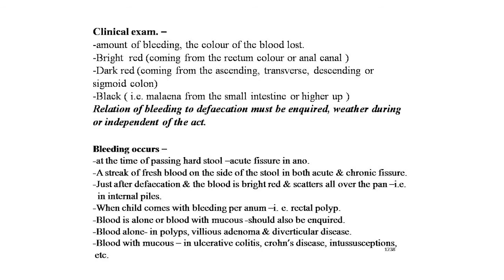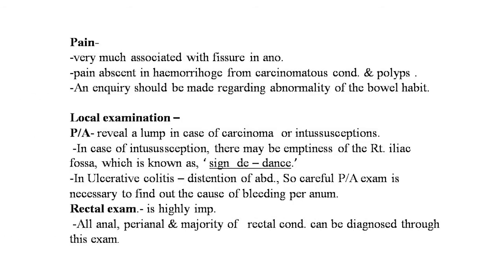It should also be inquired whether blood is alone or with mucus, to exclude other conditions. Blood alone occurs in polyps, villous adenoma and diverticular diseases. Blood with mucus occurs in ulcerative colitis, Crohn's disease and intussusception, etc. All these conditions have bleeding with mucus discharge. Now the pain: very much associated with fissure in ano. Pain is absent in hemorrhoids, carcinomatous conditions and polyps.